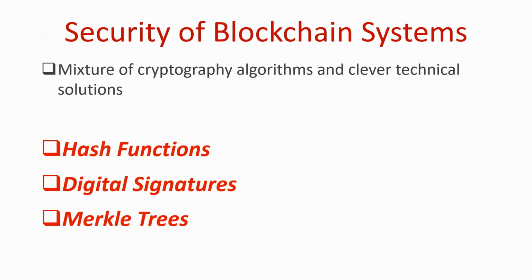So we now go into a little bit more details. How do blockchains actually achieve these objectives? Well, they use a mixture of cryptography algorithms and clever technical solutions. This is actually why they are of interest to us. The cryptography algorithms are used in a very innovative way that makes them interesting to study. And we will focus on 3 cryptography algorithms that are used in blockchains, and we will see how they are actually used. These 3 cryptography algorithms are hash functions, digital signatures, and something called Merkle trees.